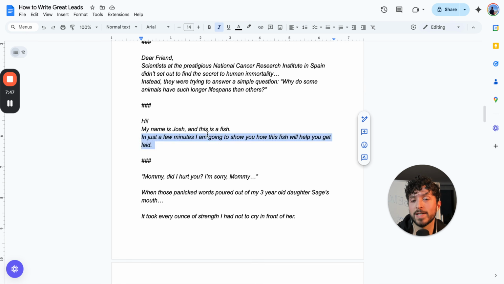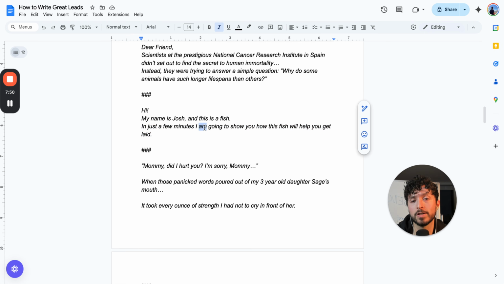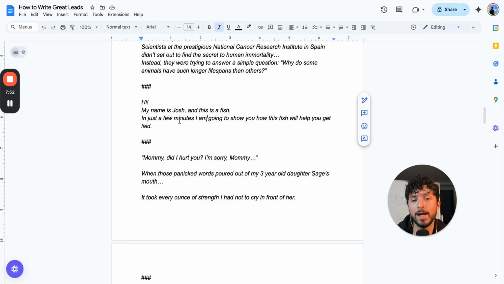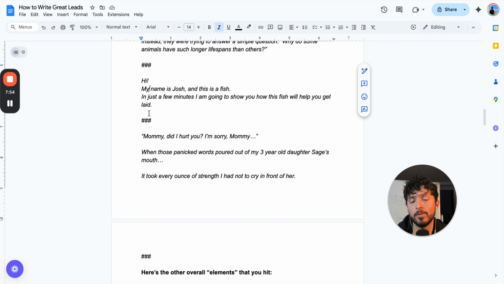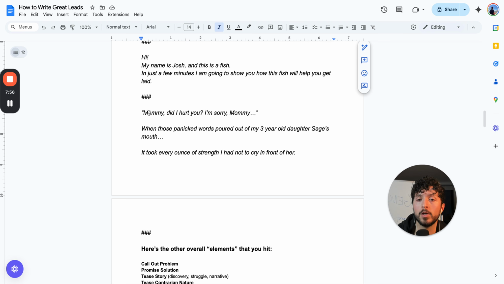Here's another one that's sort of like a pattern interrupt. My name is Josh. This is a fish. In just a few minutes, I'm going to show you how this fish will help you get laid. Specifically, it's like an analogy-based lead where you have some sort of object and you connect that to your mechanism.